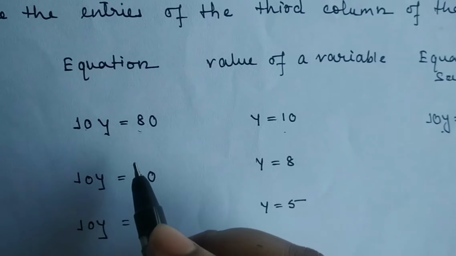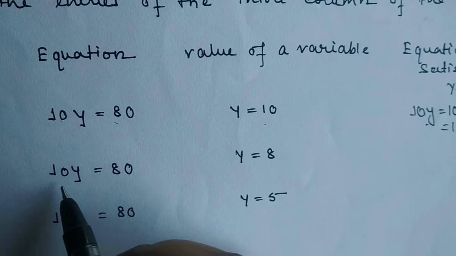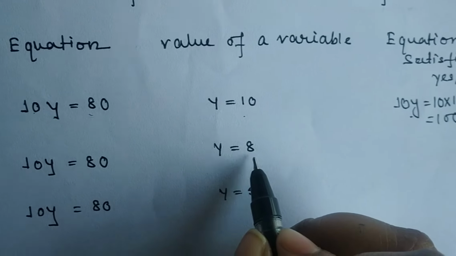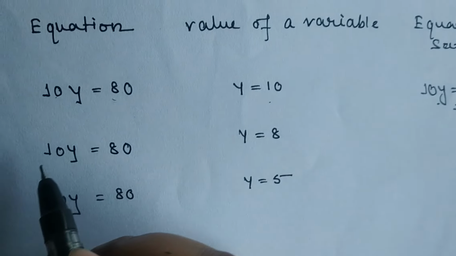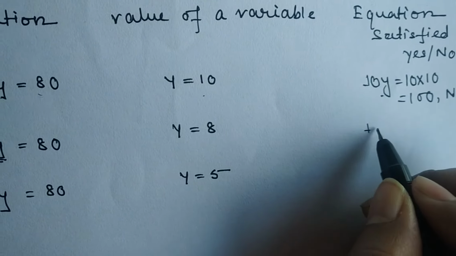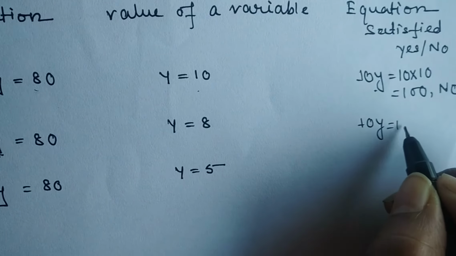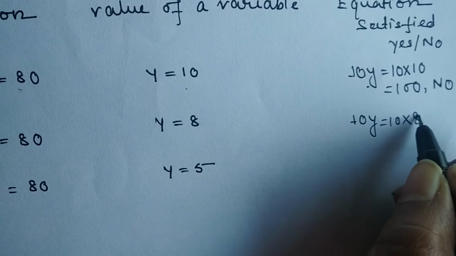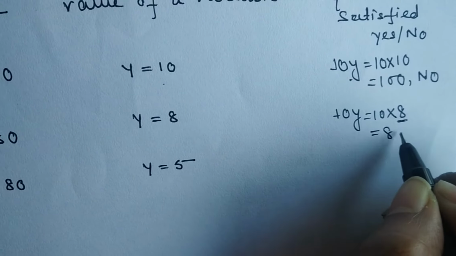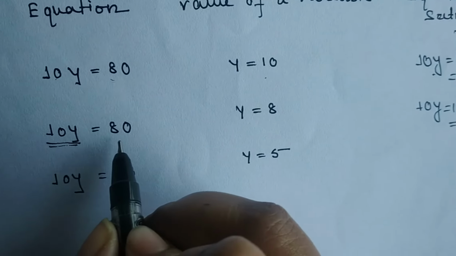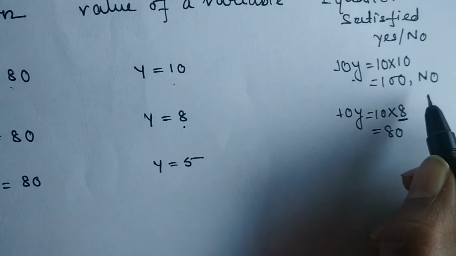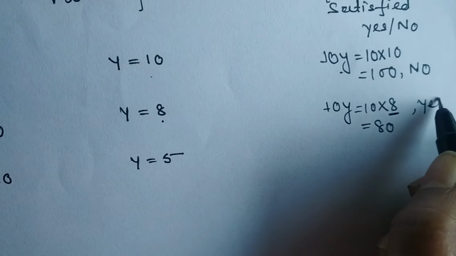Now in the next part we have the same equation but the value is different. Here the value of y is 8. So again we will be writing the left hand part which is 10 into y. So 10 into y means 10 into 8 because the value of y is 8. So here we are getting 80, which is there on the right hand side. That means this value satisfies the given equation. So we can write yes.